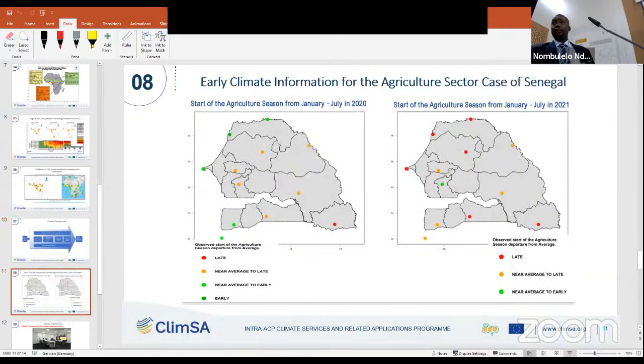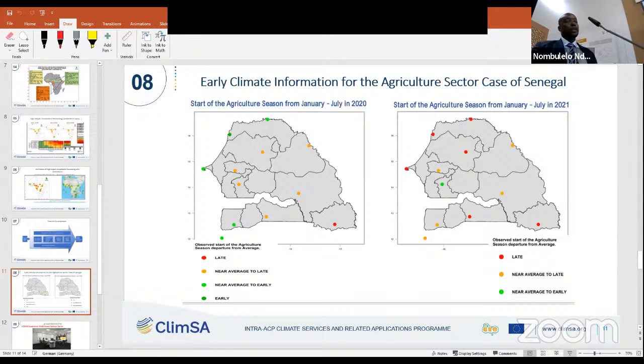This is the case my colleague has shown you about what happened in 2020 and what happened in 2021. That's the case we want to show you, what has happened at the national level. You can see July 2020 and July 2021. From January to July, there is a big difference. You can see over Senegal, last year, they experienced the early onset.